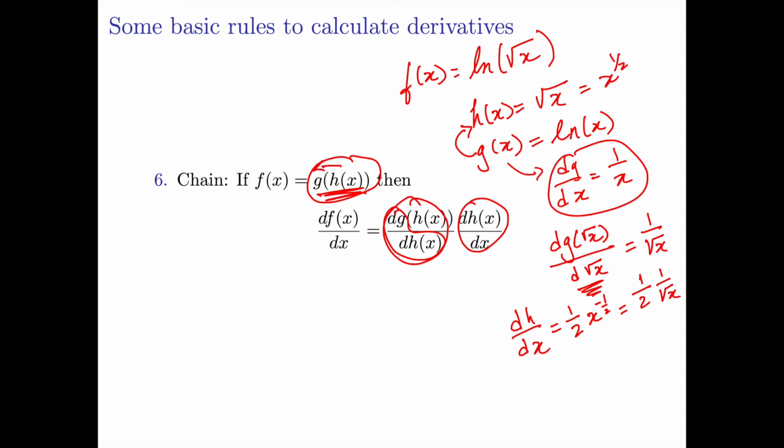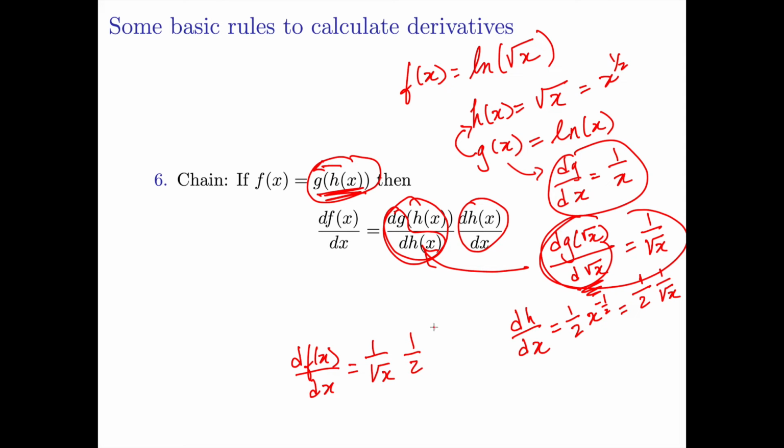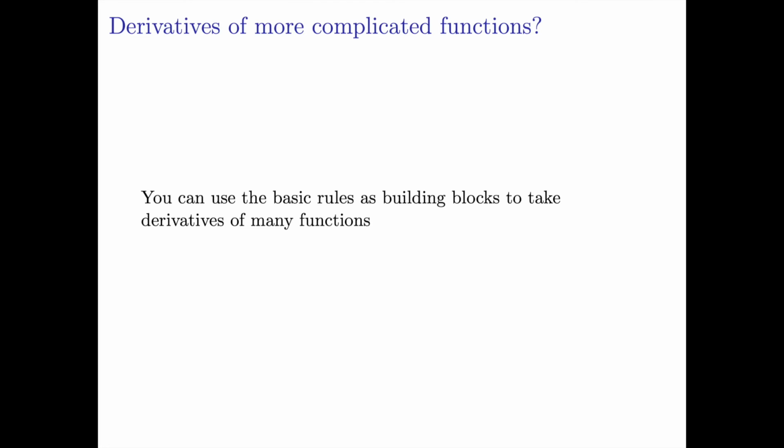Putting this together, using the chain rule, we get df dx is this thing, 1 over square root of x, times the derivative of h with respect to x, which we saw is 1 over 2 times 1 over square root of x. We've got two square roots. Multiply those together, we get x, so we get 1 over 2x. Between the chain rule, the multiplication rule, and the addition rule, you can now put things together, and you can use them as building blocks to take the derivatives of more complicated functions.